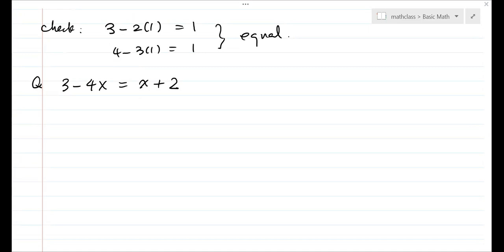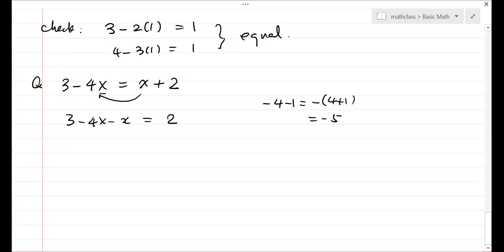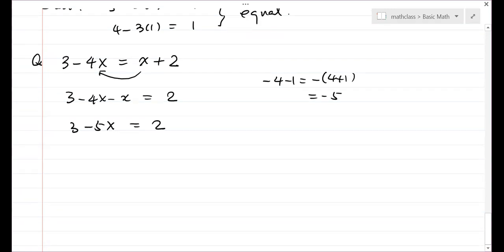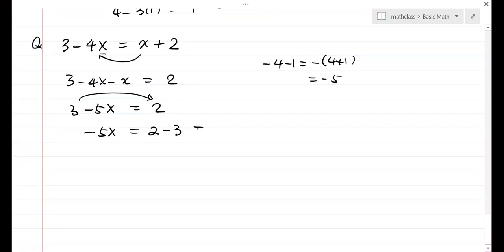Okay. So let's see. I move x to the left-hand side. Step by step, and then I only have a 2 on the right-hand side. I simplify. -4 minus 1. Remember, -4 minus 1 is going to be -5. Okay. So 3 minus 5x equals 2. Then I have to move 3 over to the right-hand side. So -5x equals 2 minus 3, which is -1.